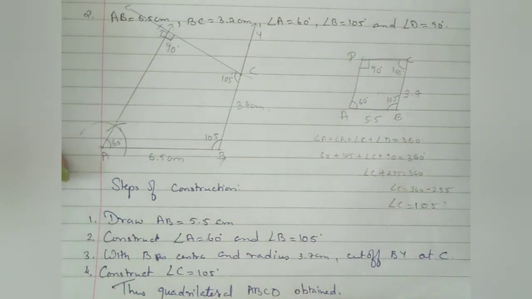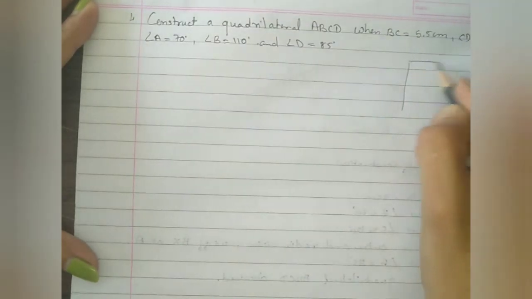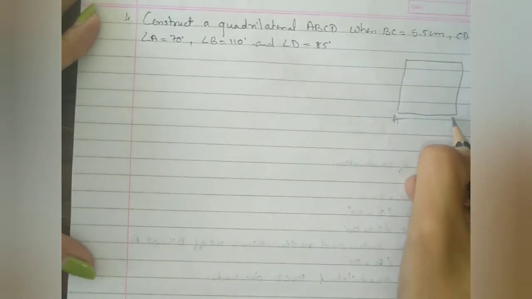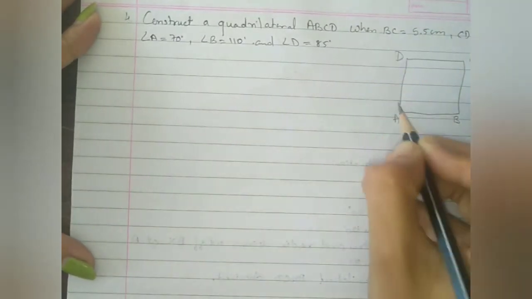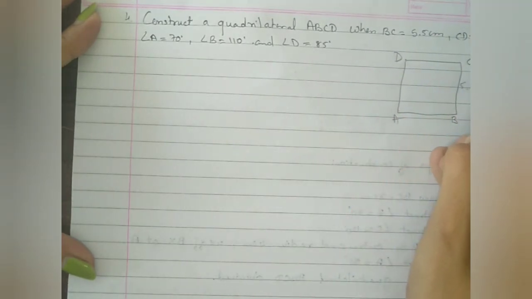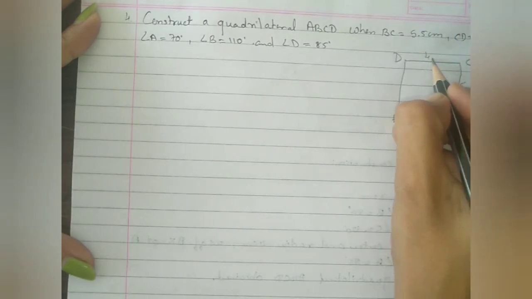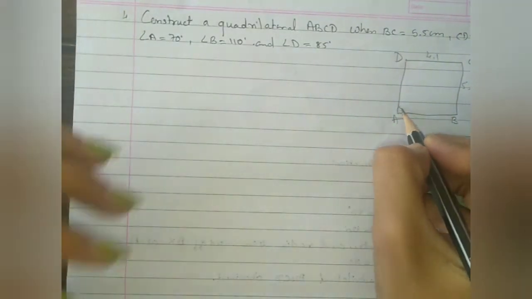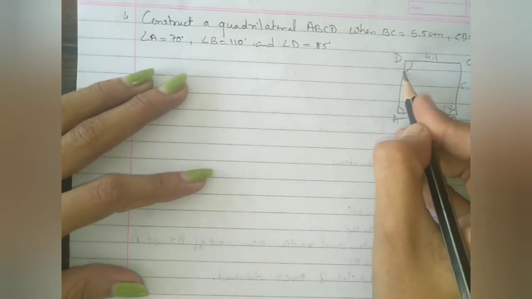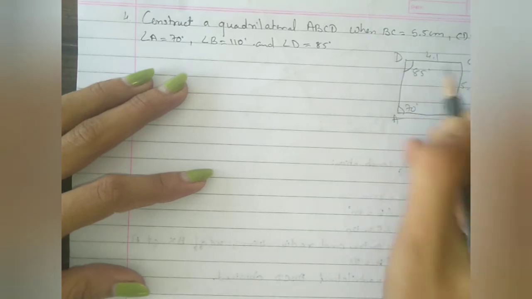Okay, now let us do the fourth one. Question number 4, we have to construct a quadrilateral. So let us draw the rough diagram. Quadrilateral, what we had given: A, B, C, D. BC is 5.5, CD is 4.1. Then we had given angle A 70, angle B 110 and angle D 85 degree.